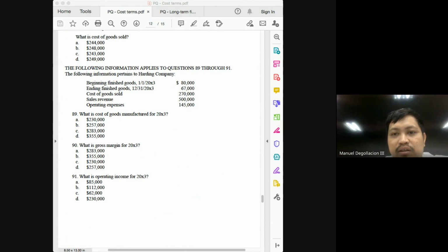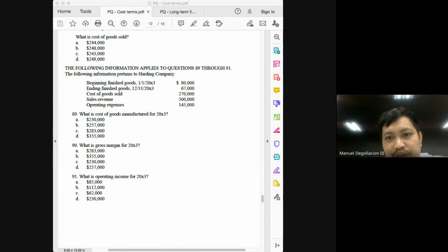89. What is the cost of goods manufactured? What's given? Beginning finished goods. This time we have to work backwards. We're given the cost of goods sold. What's the change in our finished goods inventory, class? It increased or decreased? Decreased by 13.